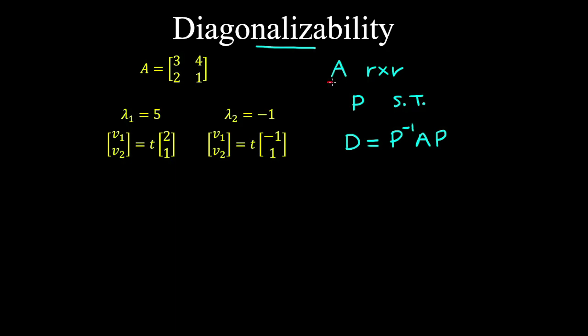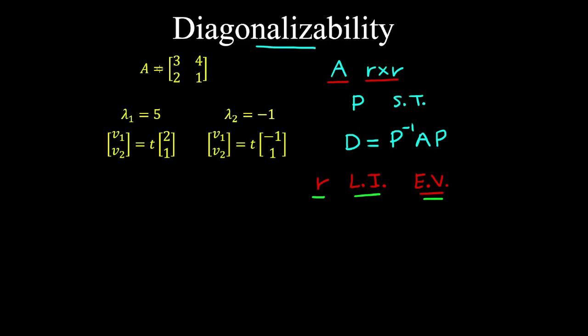So therefore, if a square matrix A with R rows and R columns is diagonalizable, then it has R linearly independent eigenvectors. And these eigenvectors don't necessarily correspond to distinct eigenvalues. So the first step to diagonalizing a matrix is to find R linearly independent eigenvectors.